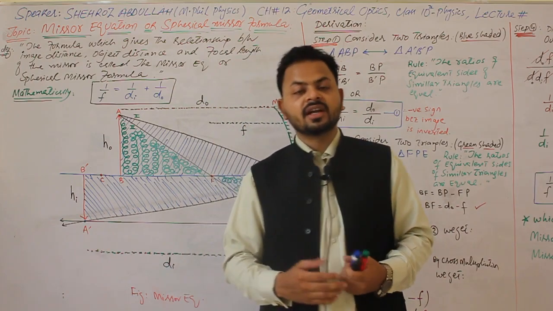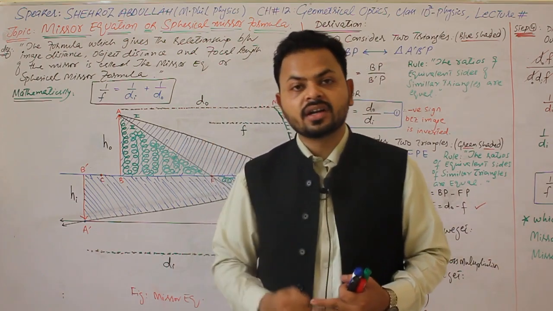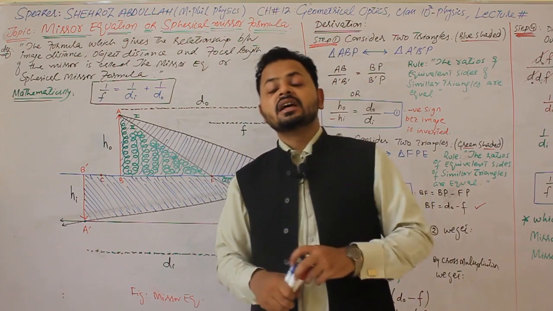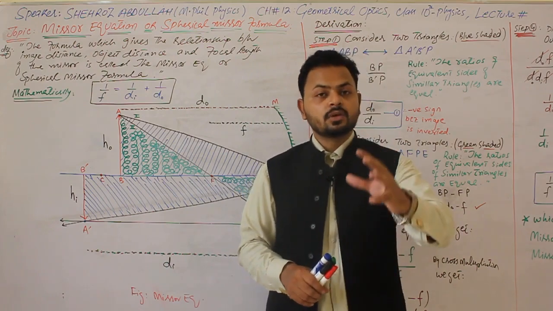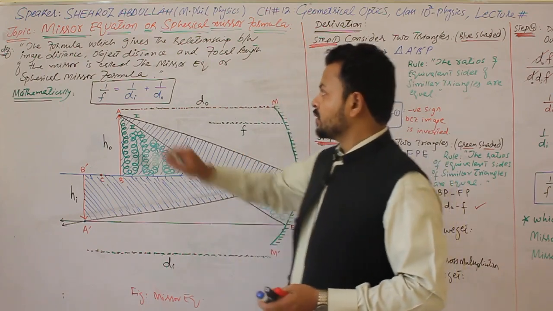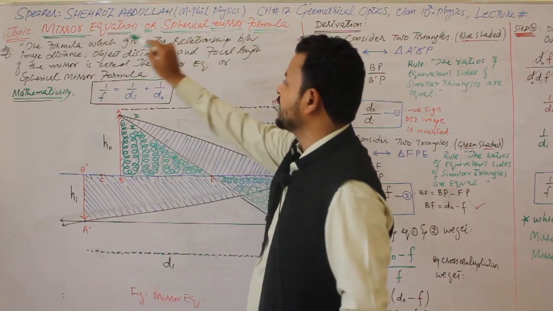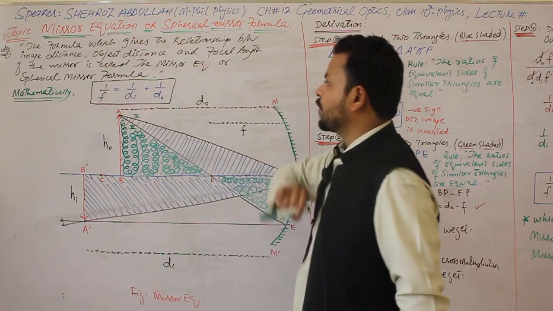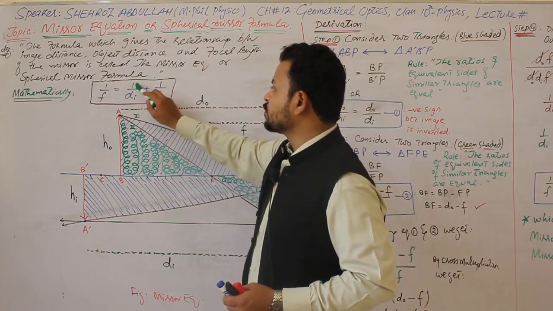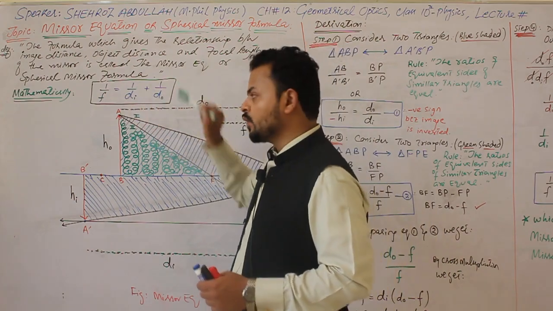So how can we define it? The relation between the 3 quantities di, d naught and f will be termed the mirror equation, or the mirror formula. The formula which gives the relationship between image distance, object distance and focal length of the mirror is known as the mirror equation or mirror formula. Mathematically we can write that 1 over f is equal to 1 over di plus 1 over d naught.